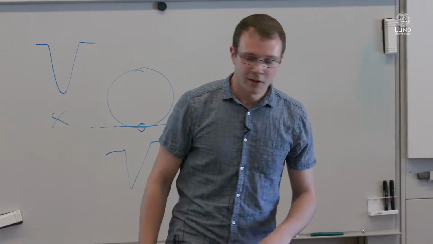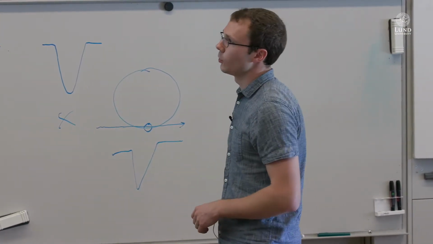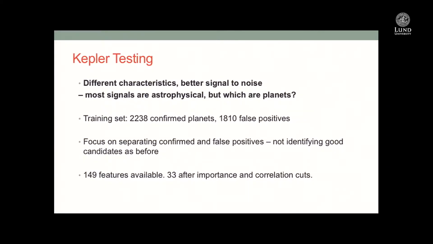Testing on Kepler, which I want to talk about, has very different characteristics. You've got much better signal to noise because the data is more accurate, which means that most of the signals you're looking at are now astrophysical, rather than a huge mix of noise from the instruments or the sky, which is what we saw in the ground-based survey. Now we have a lot of astrophysical signals, but some of them will be stars, some of them will be planets. Some of them might be strange combinations of very low-mass stars that look a little bit like planets and are still interesting, but very different.